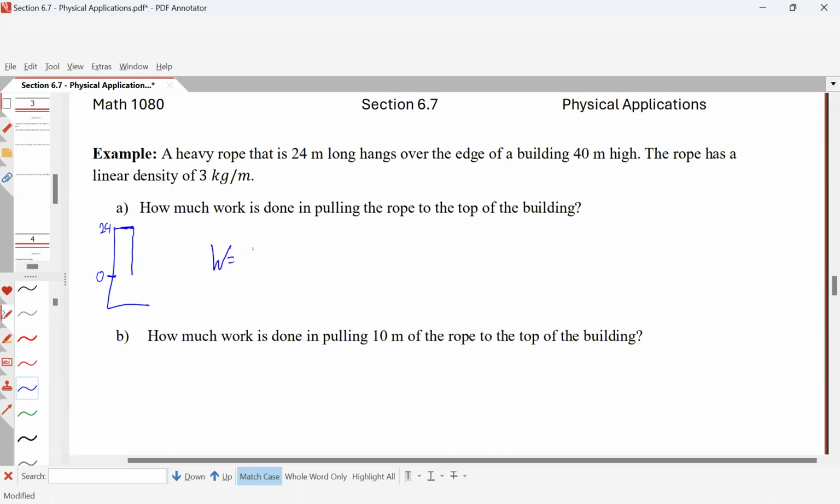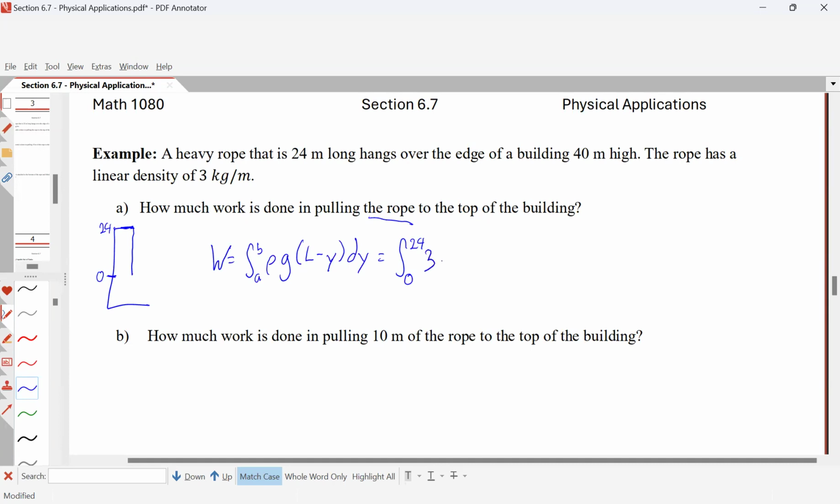The work is going to be the integral from A to B of linear density times gravity times L minus y dy. This is just filling in the pieces. We're pulling up the whole rope, which is 24 meters long. So we're going from the bottom of the rope to the top of the rope.